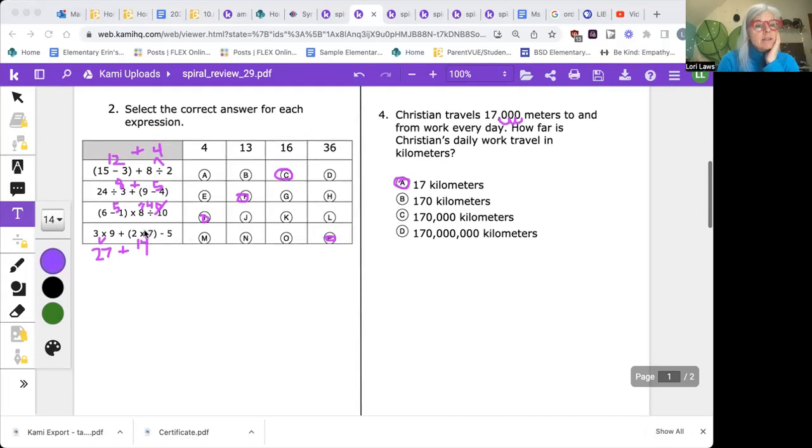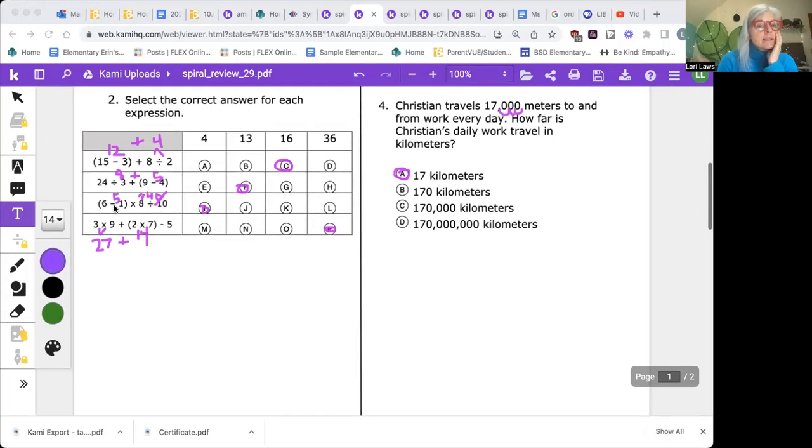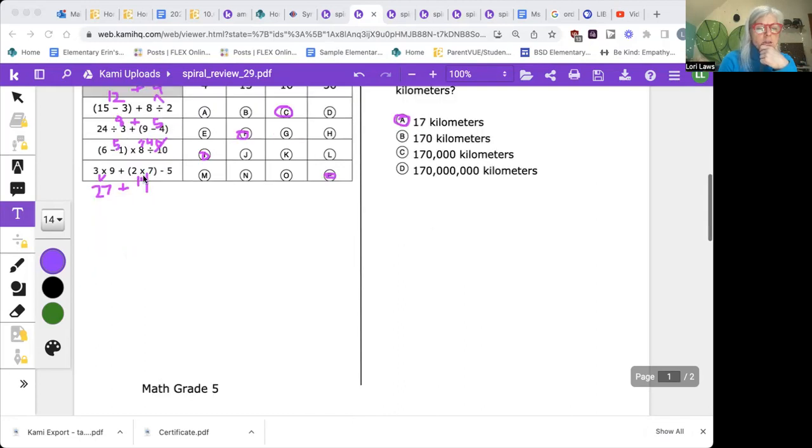F. The next one, parentheses. 6 minus 1 is 5. Then you're going to do multiplication. 5 times 8 is 40. Then you're going to do division. 40 divided by 10 is 4. So I. And the last one, you're going to do the parentheses.